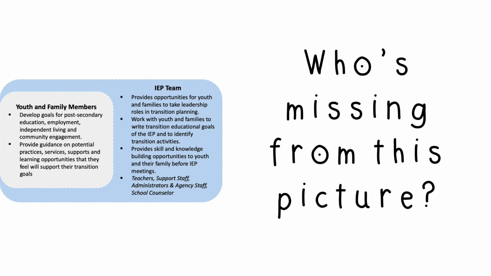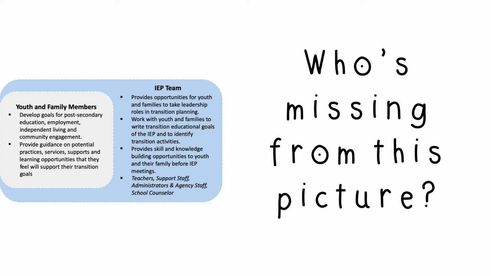They are the main information station that gives us the guidance we need on potential practices, services, supports, and learning opportunities that can best support them in reaching their transition goals. Taking one step outward, we have the IEP team, which is comprised of teachers, support staff, administrators, agency staff, and school counselors, who together share information, cooperate, coordinate, and collaborate in order to ensure opportunities for youth and families to take leadership roles in transition planning.